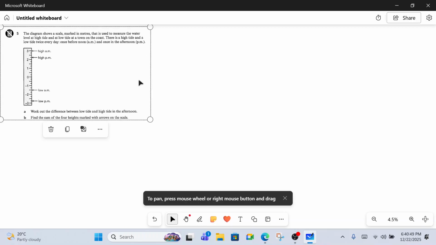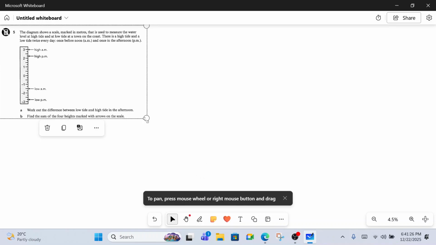It says the diagram shows a scale marked in meters, which is used to measure the water at high tide and low tide at a town on the coast. There is a high tide and a low tide twice every day, once before noon a.m. and once in the afternoon p.m. Work out the difference between the high tide and low tide in the afternoon. So they're asking us to find out the high tide and low tide in PM, since it's afternoon. Afternoon is usually PM. It will never be AM.